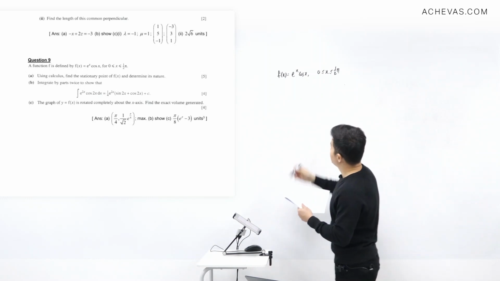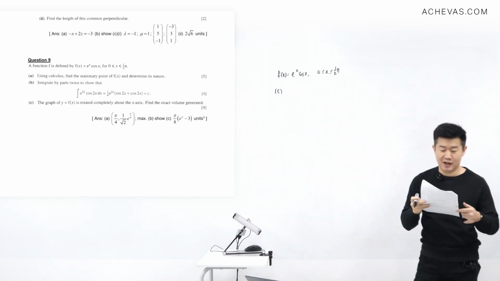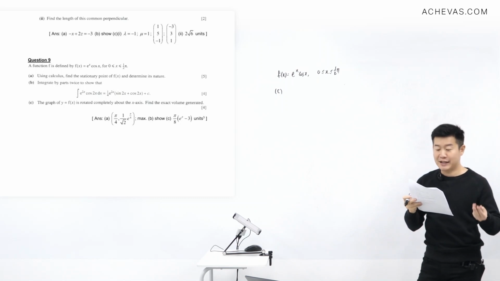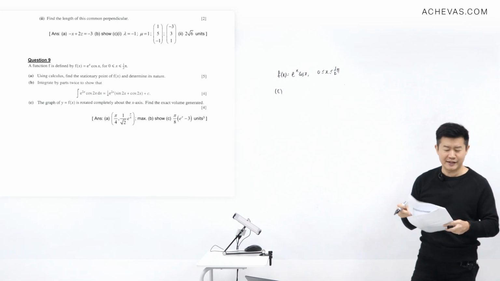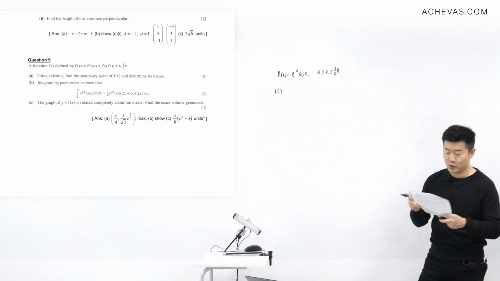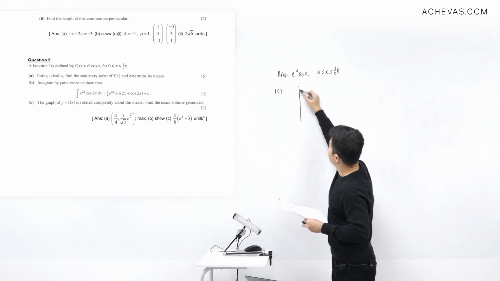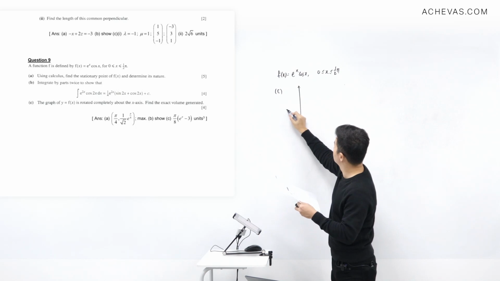For this last part, part C, we are supposed to look at this again, and this is now going to be rotated completely about the x-axis. We are supposed to find the exact volume that is generated. What is the first thing that we should do? We should try to sketch the graph of this. So let me show you the graph. I've already sketched it onto my GC, my graphing calculator, and the graph looks like this.